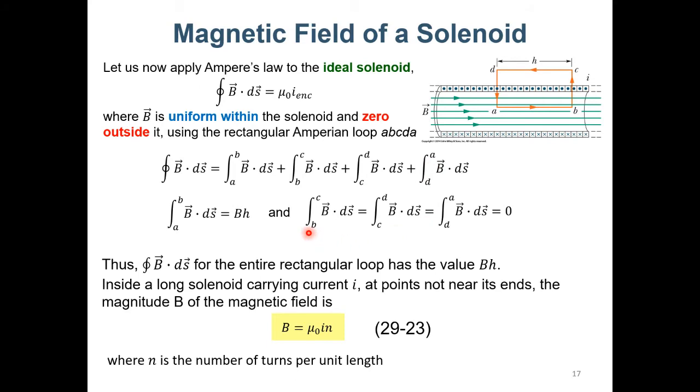We know that the B to C and D to A terms are zero. For BC, we already assume that the B field points to the right side, according to the argument on the previous page. From B to C, ds points in the upward direction, which means that the B field is perpendicular to ds, so B dot ds should be zero for BC. And the same for DA, because ds and B are perpendicular to each other.